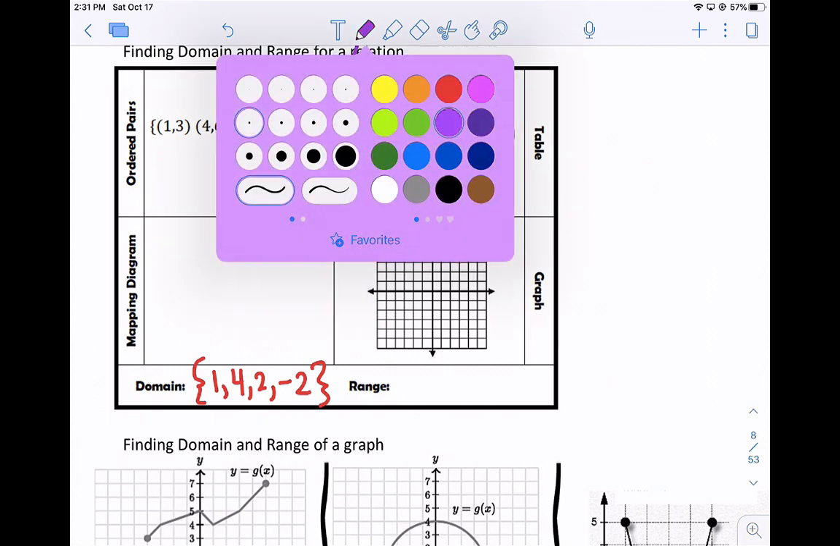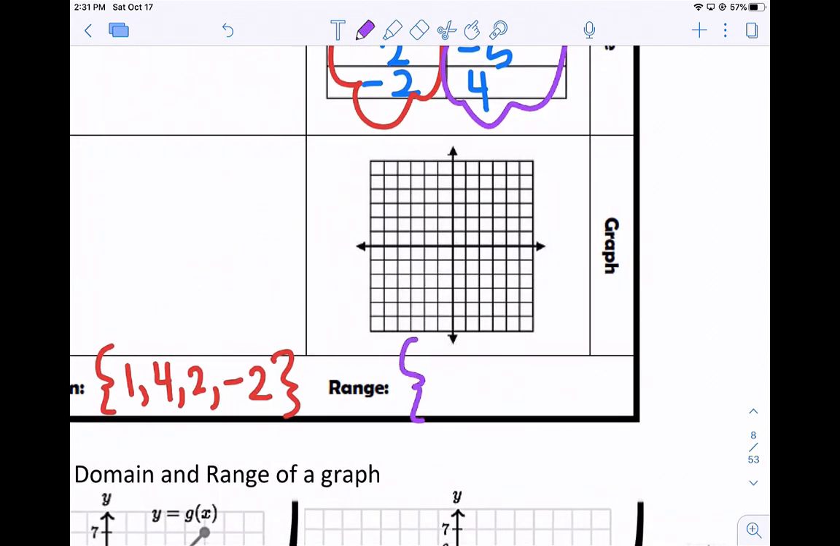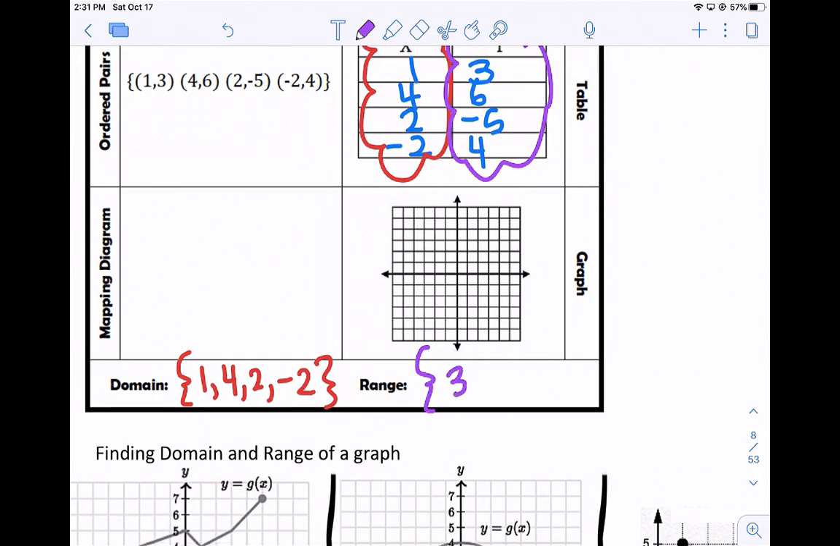And range is all the y values. So in this case, again, I'll just use curly brackets for a range right here. It's 3, 6, -5, and 4. So that's what domain and range look like when it's just numbers. We can list the numbers. Again, domain x values, range y values.